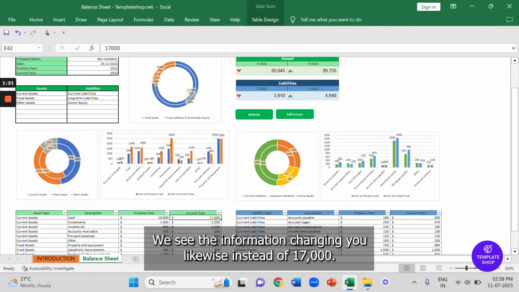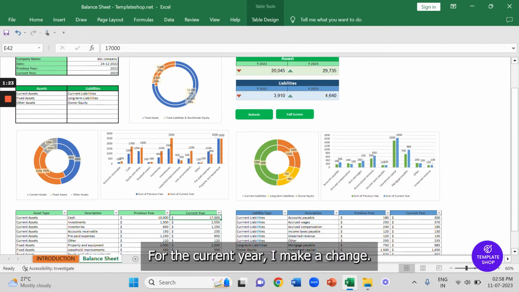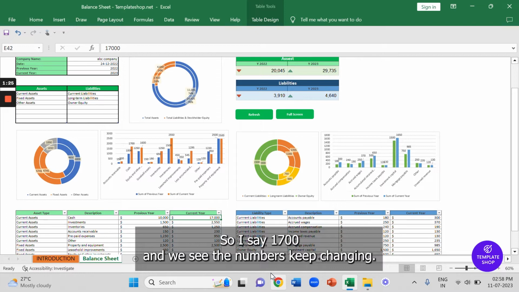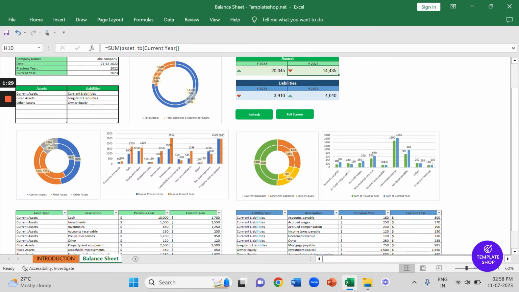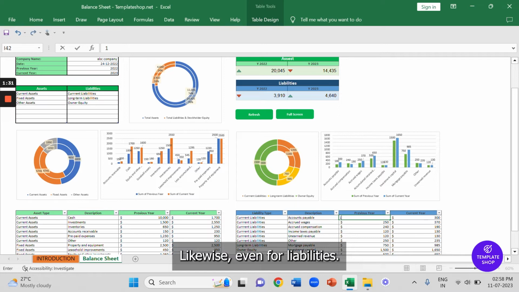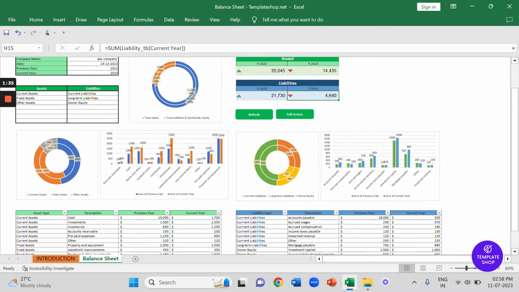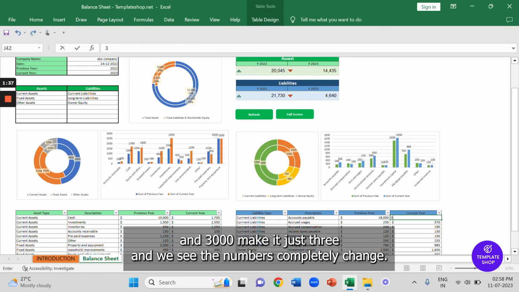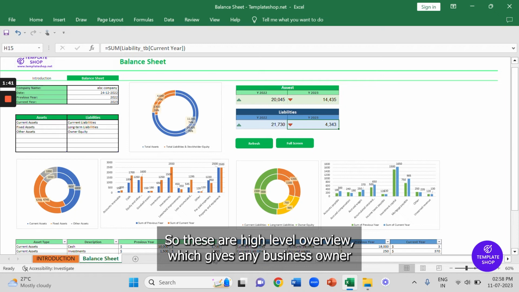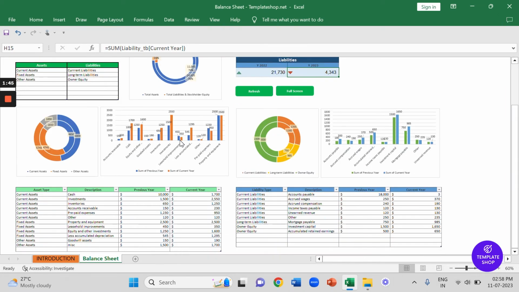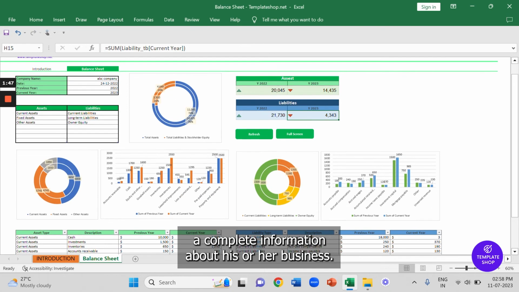Likewise, instead of 17,000 for the current year, I make a change. So I say 1,700. And we see the numbers keep changing. Likewise, even for liabilities, I say 18,000, numbers change here, and 3,000, make it just 3, and we see the numbers completely change. So these are high-level overview which gives any business owner the complete information about his or her business.